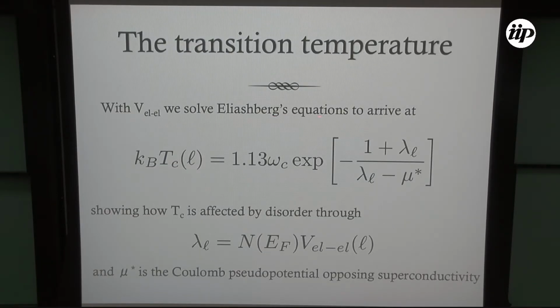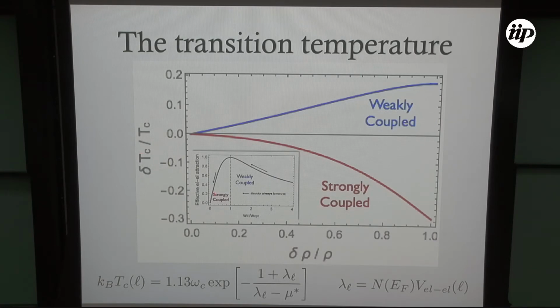So we did solve Eliashberg's equation, the linearized version, using the standard double-well approximation, and we got Tc, which has this typical McMillan expression, where this lambda is the density of states times the effective electron-electron interaction that I just presented. And so the behavior, as I change the residual resistivity, Tc changes as follows. If we are talking about weakly coupled superconductors, it increases. If we are talking about strongly coupled superconductors, it decreases.